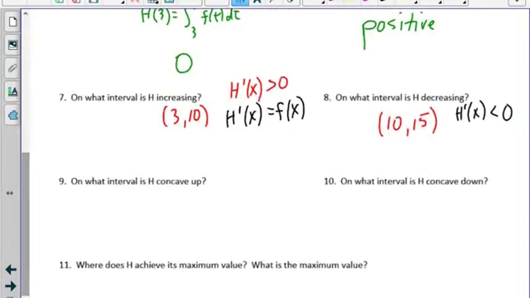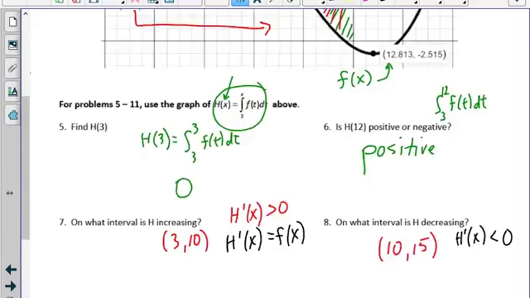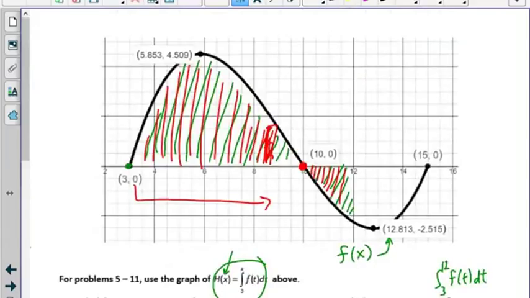Then that helps us a lot with concave down, because h double prime of x has to be greater than 0 for concave up, and h double prime of x has to be less than 0 for concave down. That's the same thing as saying f prime of x is greater than 0 for concave up, or f prime of x is less than 0 for concave down. So if we're looking at this, f prime is just the slope of the graph.